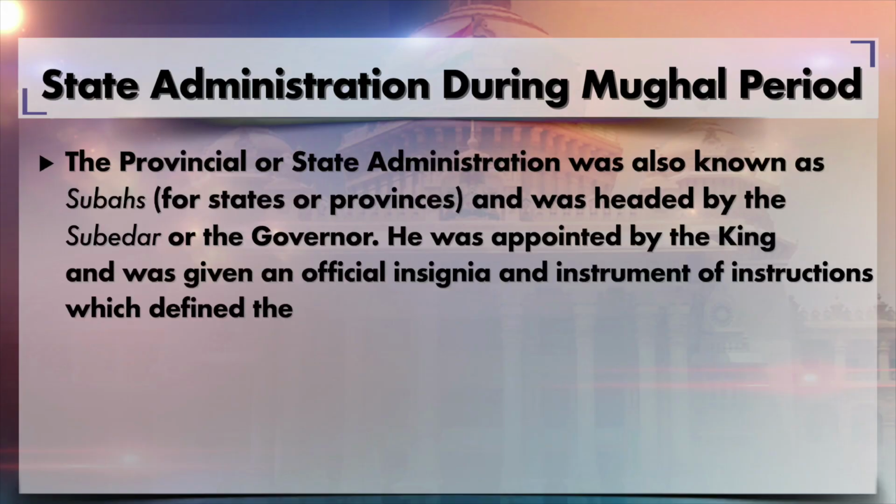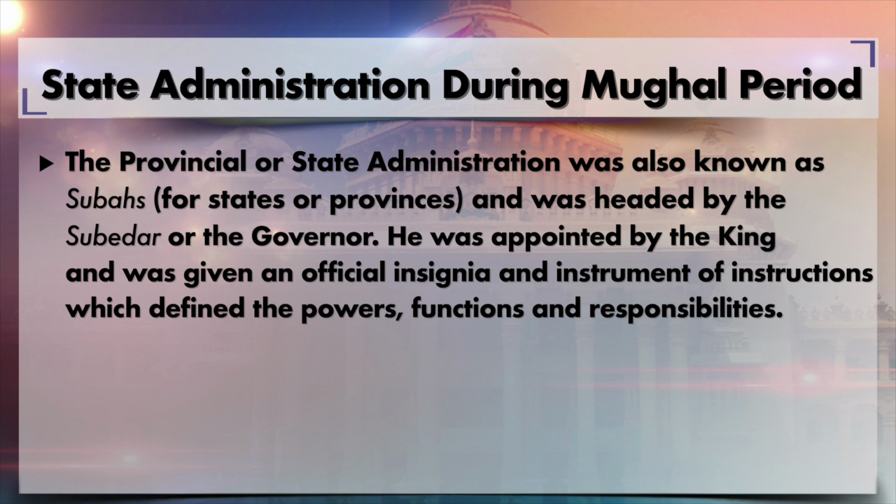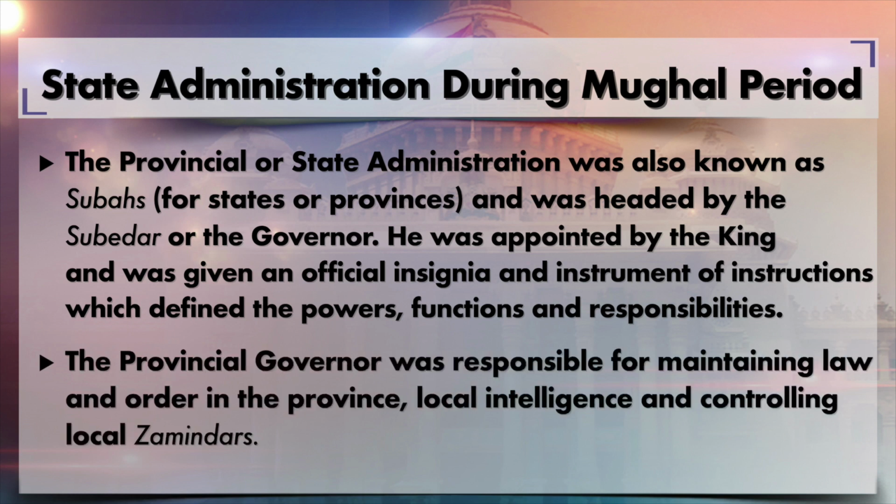The provincial or state administration was under the control of the Subedar or the governor. He was appointed by the king and was given an official insignia and an instrument of instruction. The instrument of instruction was there to define the responsibilities of the Subedar and the powers assigned to discharge those responsibilities. The provincial governor was responsible for maintaining law and order in the province. He was also responsible for local intelligence and controlling the local zamindars.